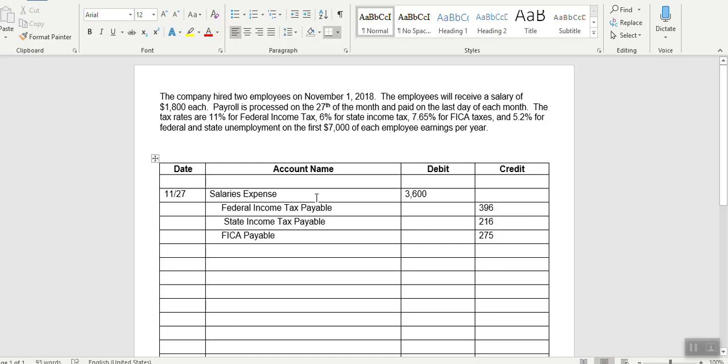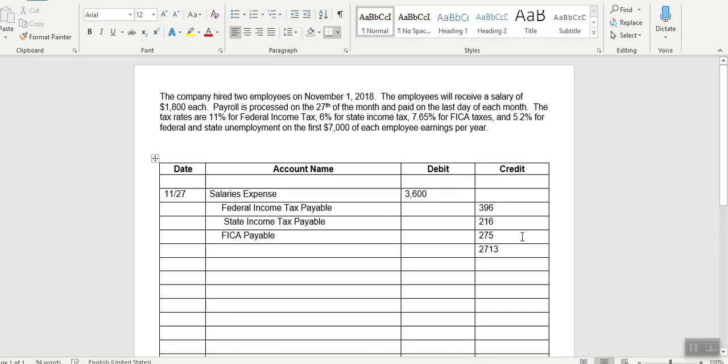So again, think back to your paycheck stub. You have gross pay, all the stuff they kept out, and what's left is your net pay. So their net pay is going to be the gross pay, which is $3,600, minus these things that we withheld. So minus $396, minus $216, minus $275 gives us what's left, which is our net pay of $27.13.